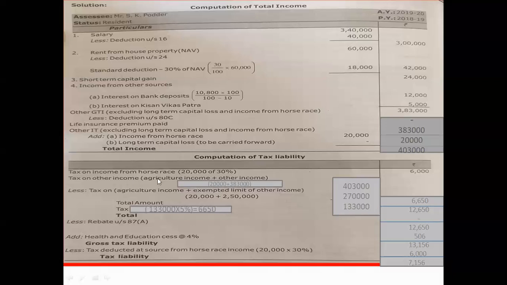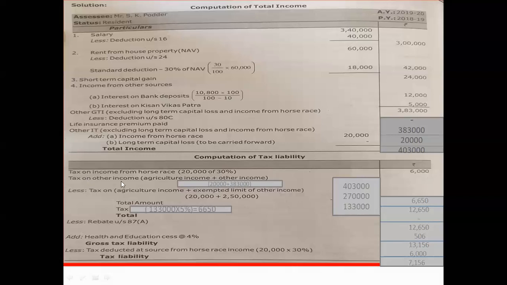First one, tax on income from other sources, or horse race, that is casual income, at 30%. So horse race is 20,000 into 30%, we get 6,000. Next, tax on other income. What is that other income? See, total income is 4,03,000. In that, we have already taken 20,000 as income from horse race, that is casual income. So be careful when you are calculating the tax liability. Already on the 20,000 casual income we have calculated the 30% tax rate, that is 6,000. Now total income is 4,03,000 minus 20,000 casual income, so the balance amount is 3,83,000. So 3,83,000 we have taken.